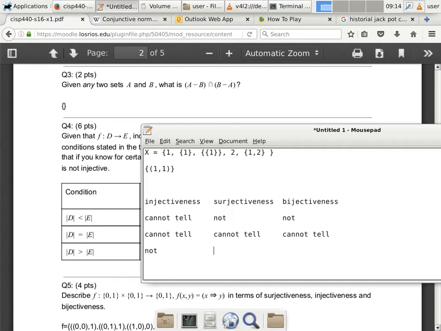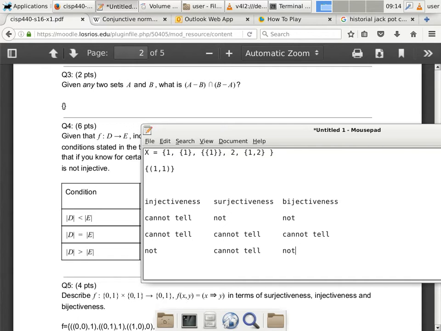Well, what about surjectiveness? There's no way we can really tell, because everything can still map to one single element, leaving everything else in E not mapped. So we cannot really tell whether it's surjective or not. But because it is for sure not injective, it cannot possibly be bijective either. So we can say that it is definitely not bijective. So is that okay? Are there any questions?